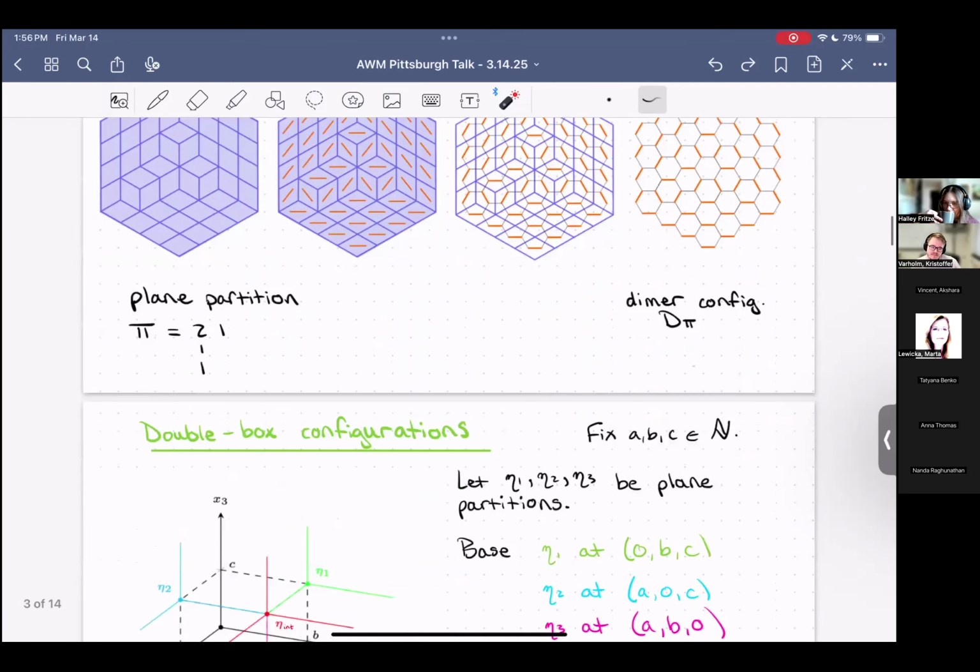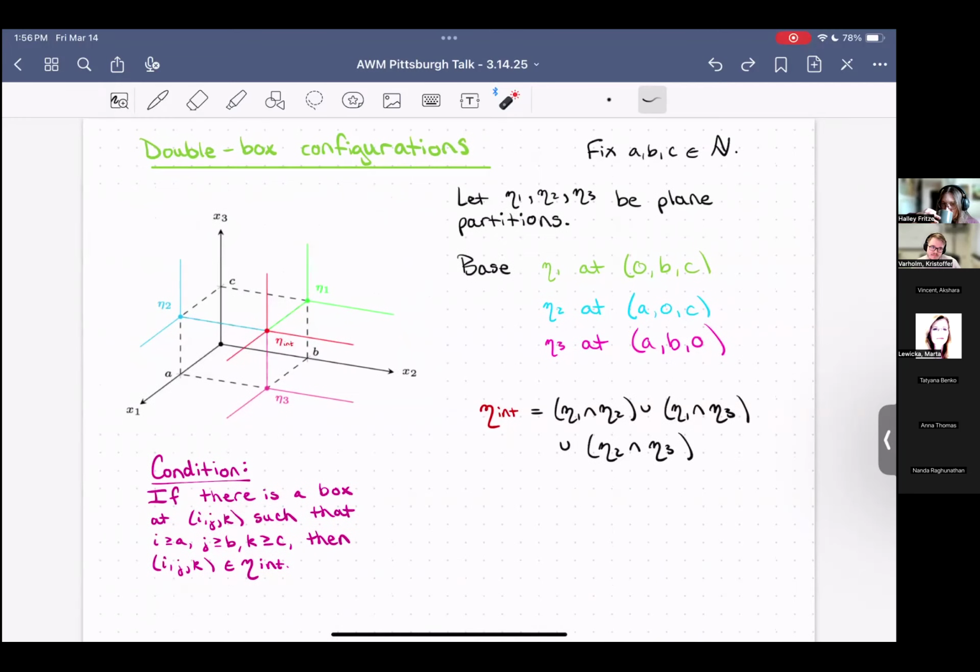Now to the double box configurations. We're going to build this thing out of plane partitions. I want to take 3 plane partitions, eta 1, eta 2, and eta 3, think of them as stacks of boxes, and place them in R3 in a certain way. I want to put eta 1 at 0BC. When I say based, I mean put the very back corner of the room at that point.